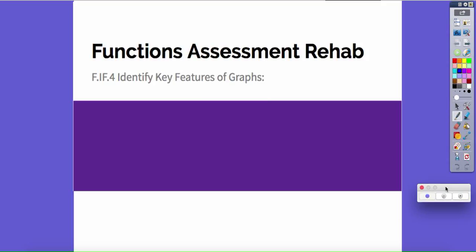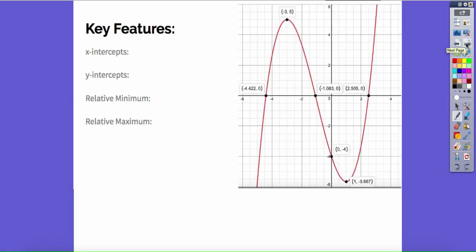This video is going to talk about key features of graphs. So if this is our graph over here, our function f of x, if you will, the first thing we're going to talk about is x-intercepts. So x-intercepts are where this thing is going to cross the x-axis, because here's my x-axis. And so I'm just picking out the points where this thing crosses the x-axis.